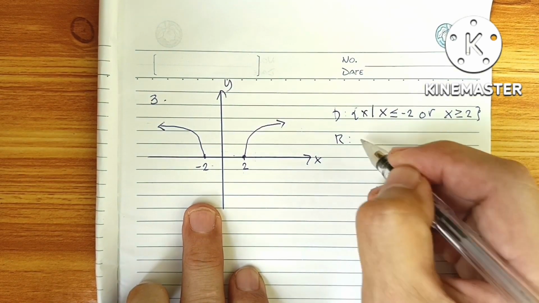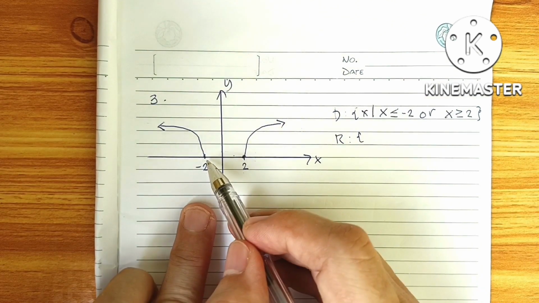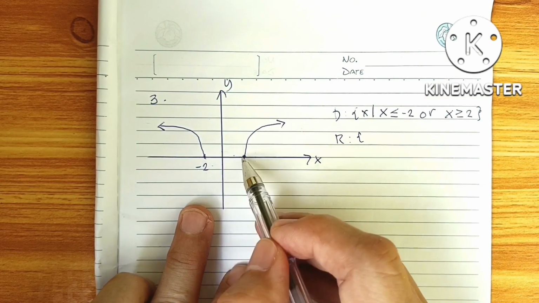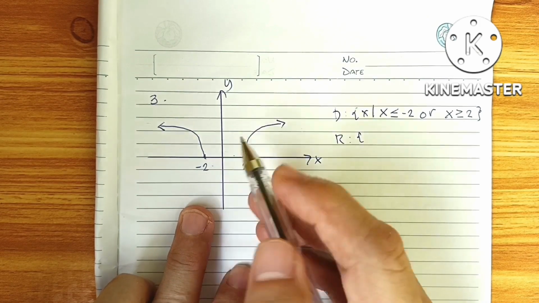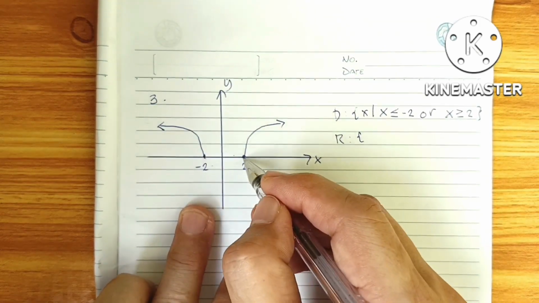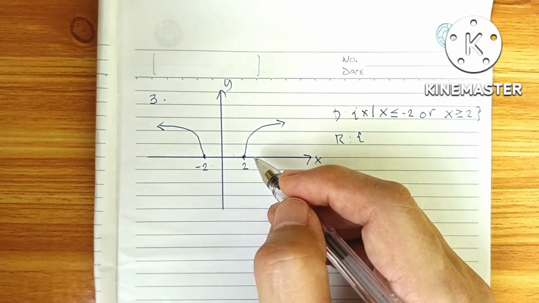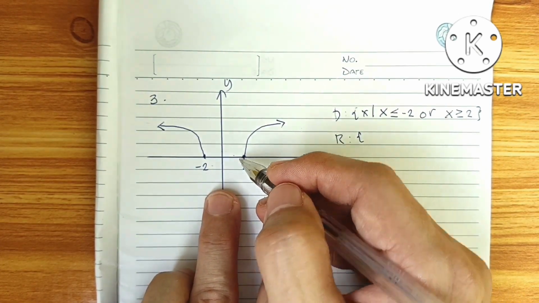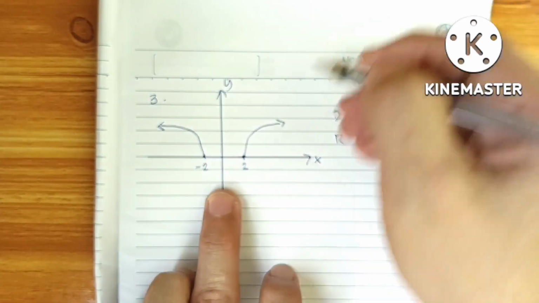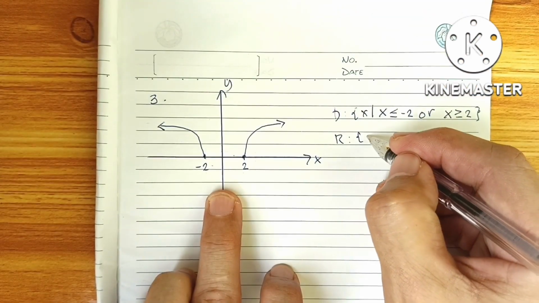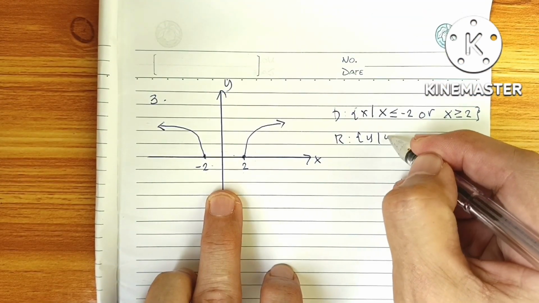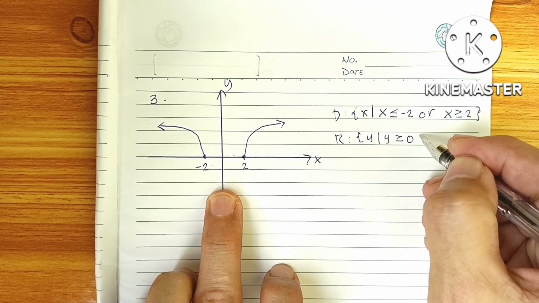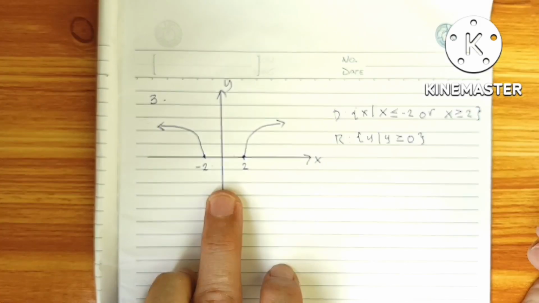Now, for the range naman, notice that the minimum point is 0. Right? Hanggang dito lang ang y natin. Ito yung minimum point natin. And it's moving upward. Okay? And therefore, our range is from 0 up to positive infinity. And therefore, y such that y is equal or greater than 0. Ganyan lang yan kadali. Okay?